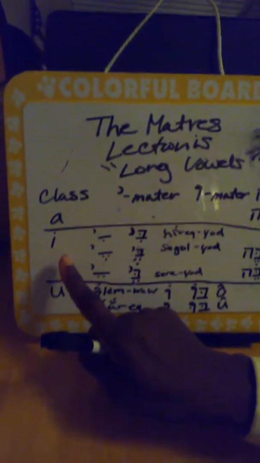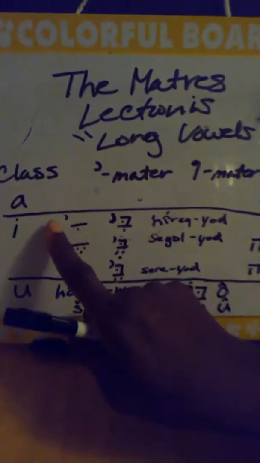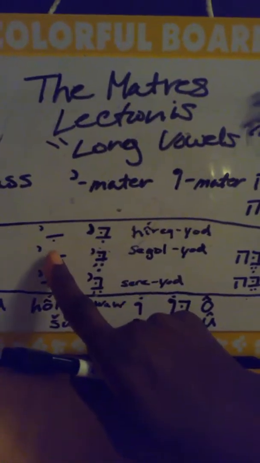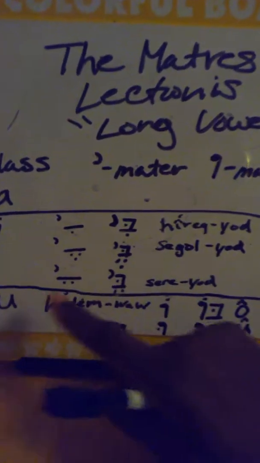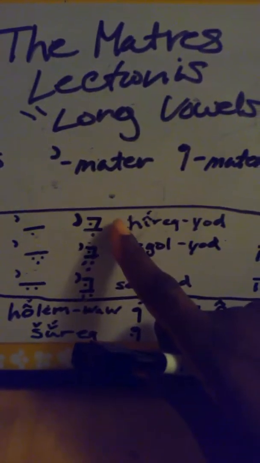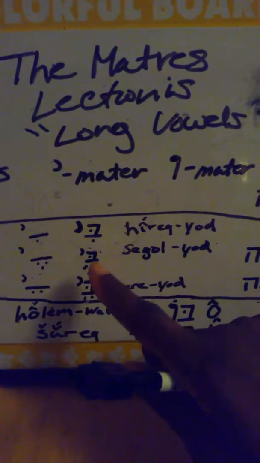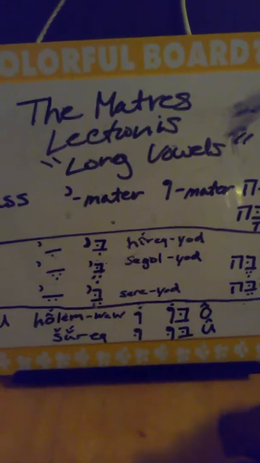So if we look at the long I-class vowels, we have a hireq yod. You see the yod, and we have a dot above that line, and you would actually have the consonant. So that is a hireq yod. So if I still use the bet, that would be bee. All right.